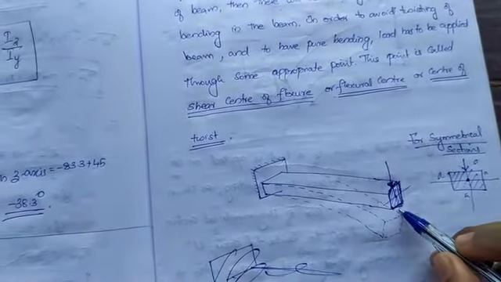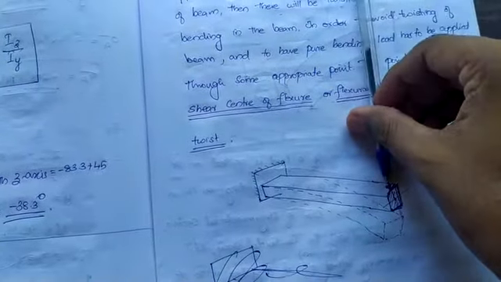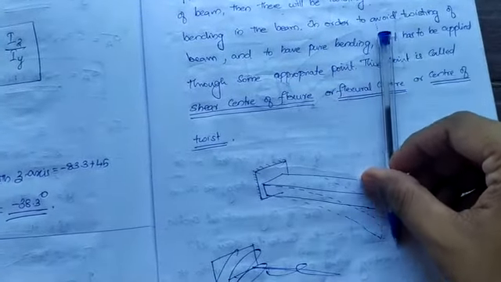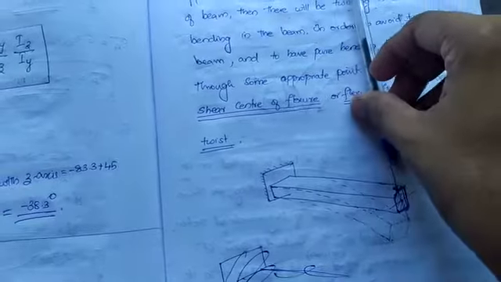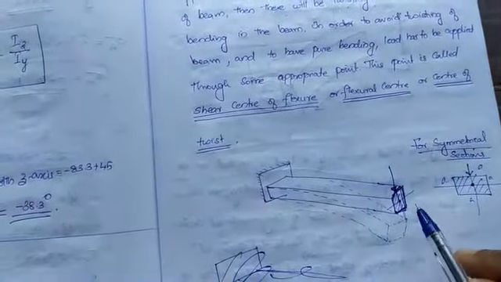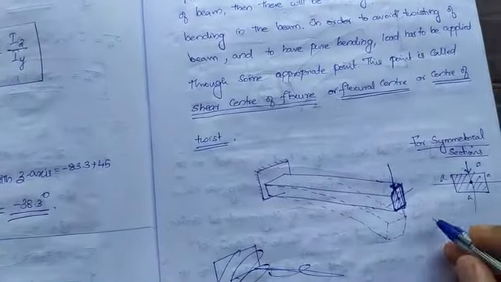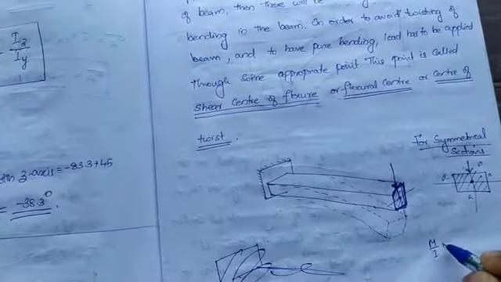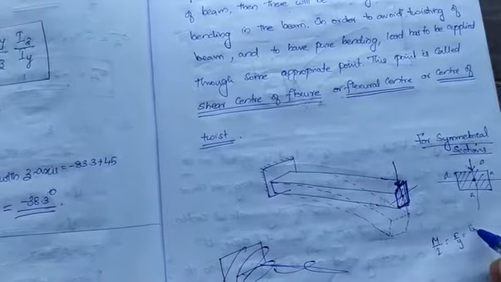Then this object will bend. This object will undergo pure bending. This is only for symmetrical section. So for symmetrical section only M by I is equal to sigma by y is equal to E by R.